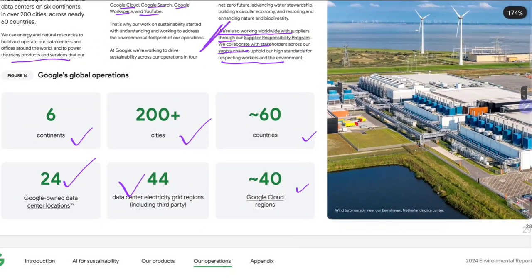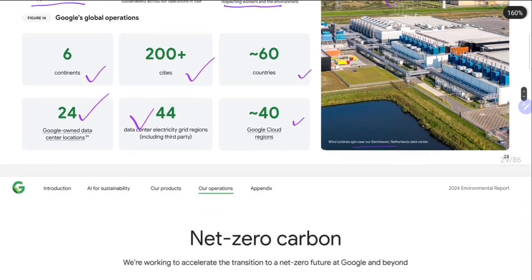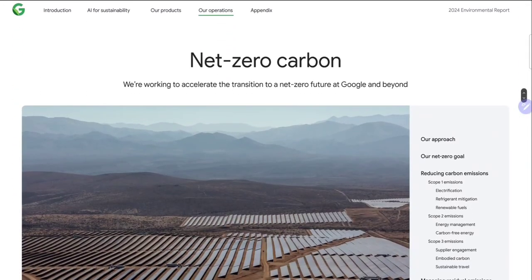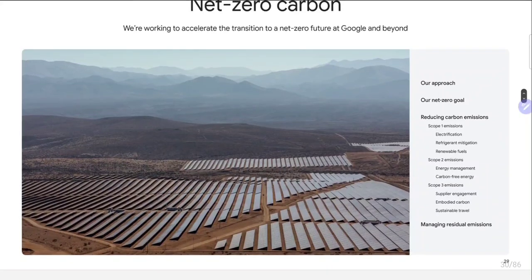Yeah, so moving onwards, you can see a very nice photograph: wind turbines in the Netherlands near the data center, right? About net zero carbon, the company is saying that we are working to accelerate the transition to a net zero future at Google and beyond also.